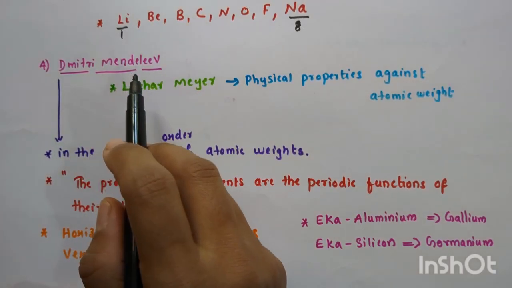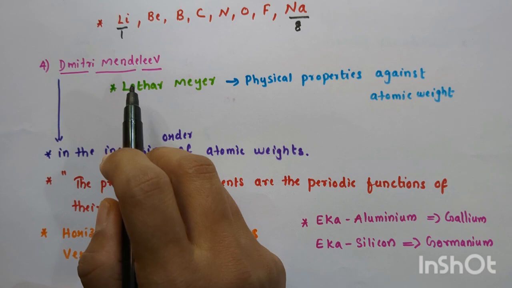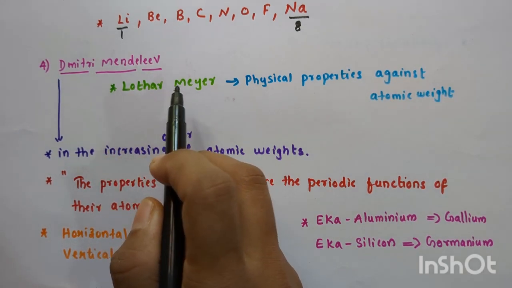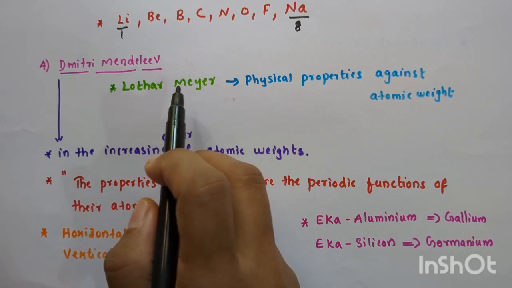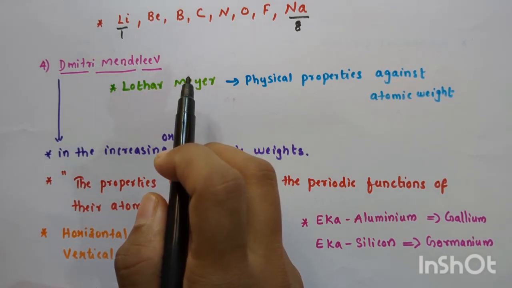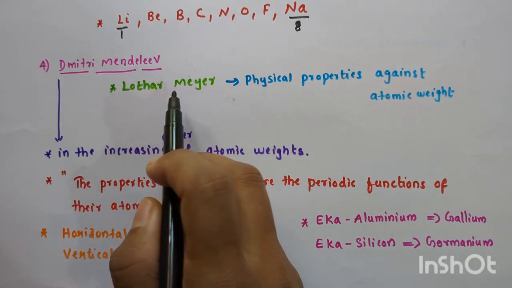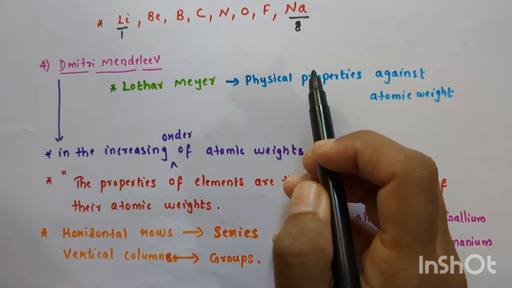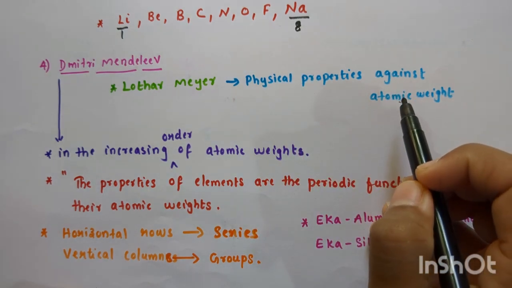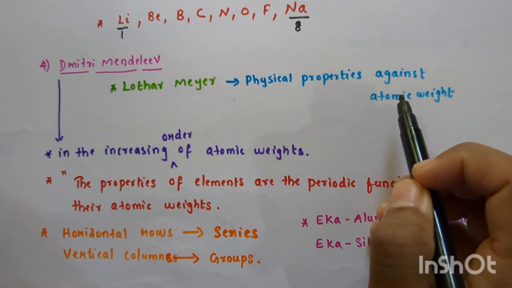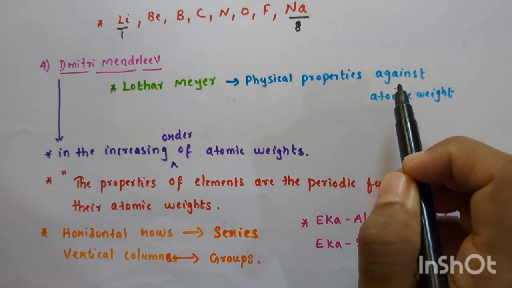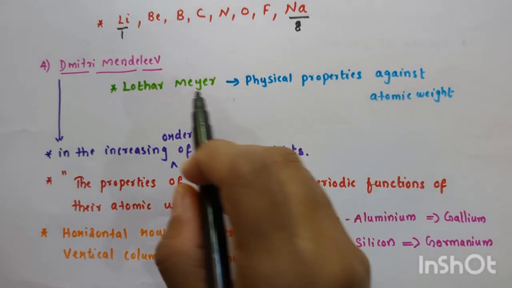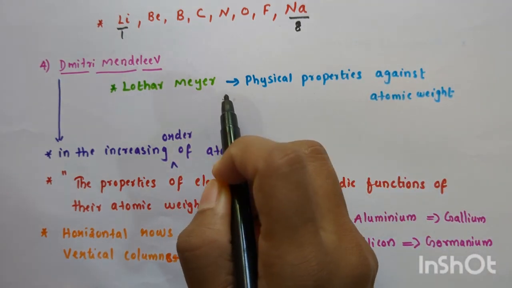See, Dmitry Mendeleev, a Russian chemist, and Lothar Meyer, a German chemist, are credited with developing the modern periodic law and periodic table, working independently of each other. Lothar Meyer plotted the physical properties of elements like atomic volume, melting point and boiling point against the atomic weight. He obtained a periodically repeated pattern. Based on this, he developed a periodic table similar to that of Mendeleev's. But Lothar Meyer's periodic table was not widely recognized.